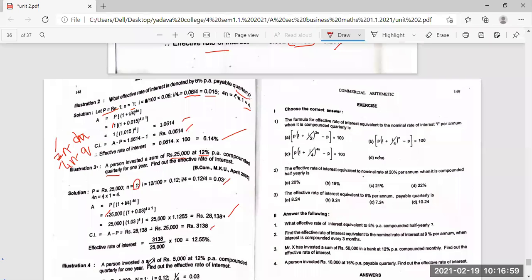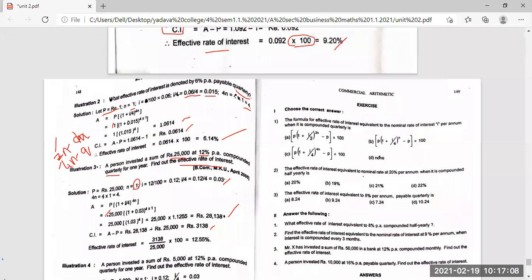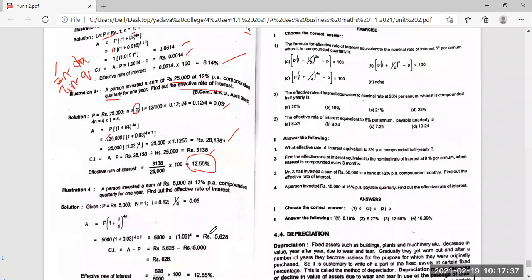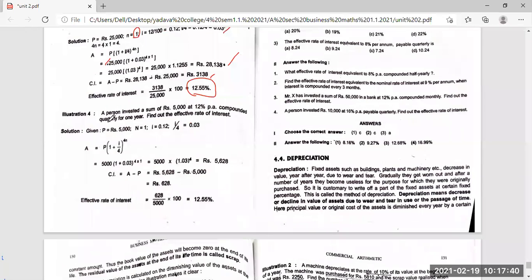So they asked to find the effective rate of interest. When we find the effective rate of interest, actually we do not know how much percentage it will come. So what they do is compound interest divided by P into 100. So we get 12.55%. So to find the rate from the amount, compound interest divided by principal into 100, you will be getting 12.55%. The same thing for this also, quarterly for 1 year.